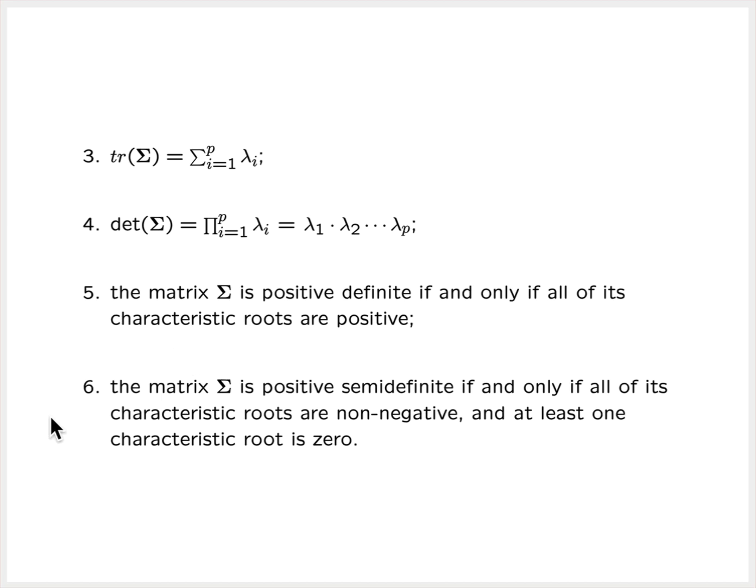Result 6: the matrix cap sig is positive semi-definite if and only if all of its characteristic roots are non-negative and at least one characteristic root is 0. So again, this becomes just a matter of inspecting the characteristic roots to see if they're all non-negative, and if so, if at least one of the characteristic roots is 0, then we can conclude, without having to do any other mathematics or calculations, that the matrix cap sig is positive semi-definite.